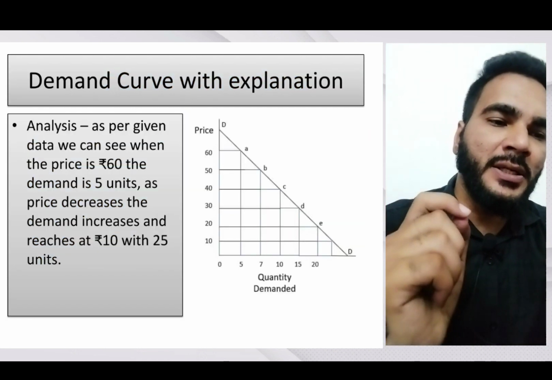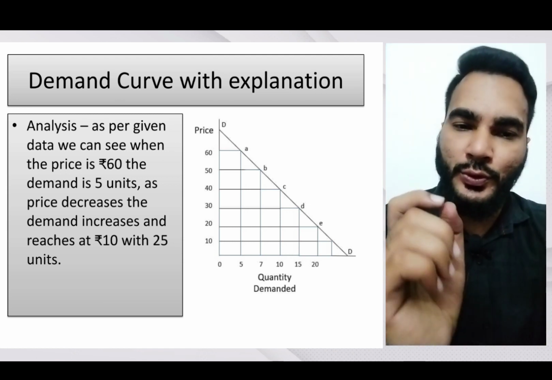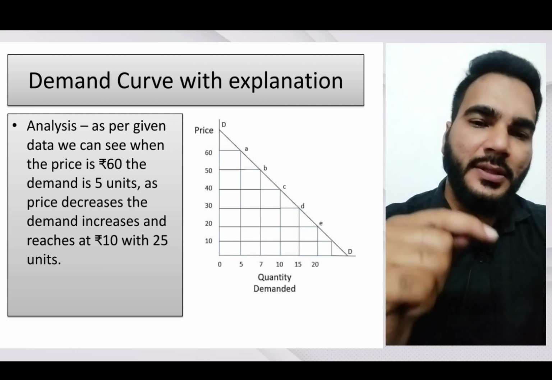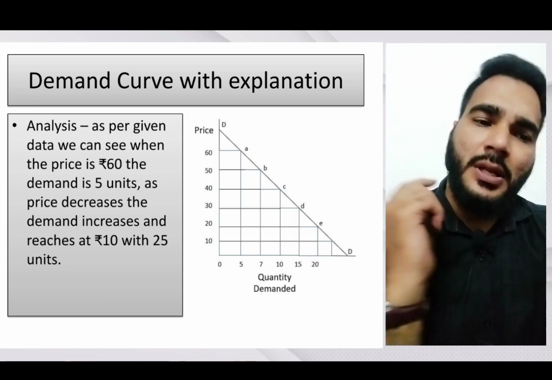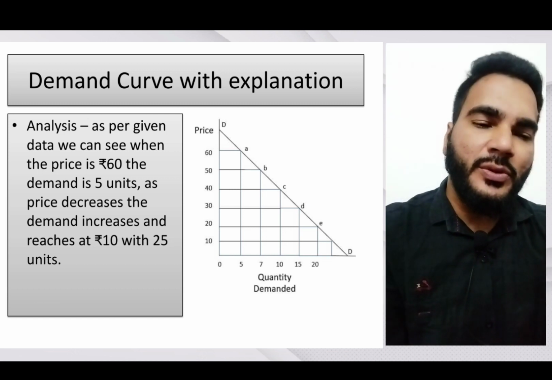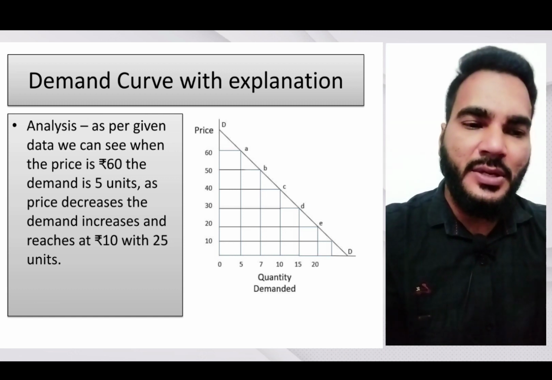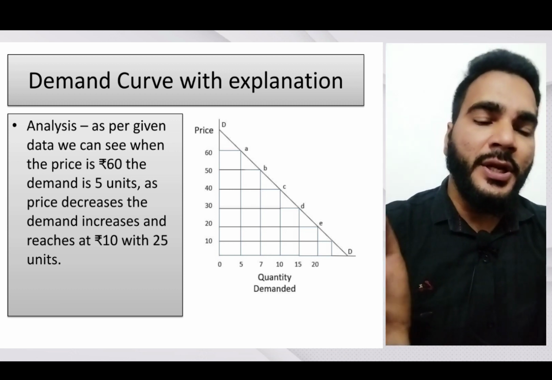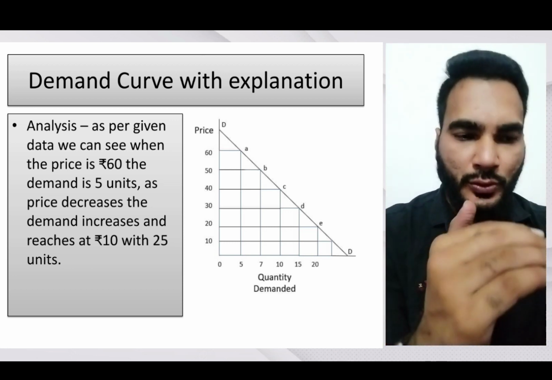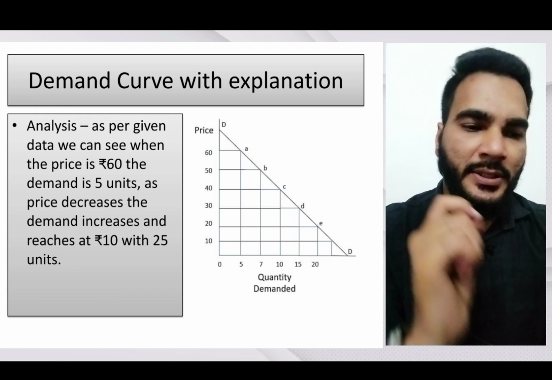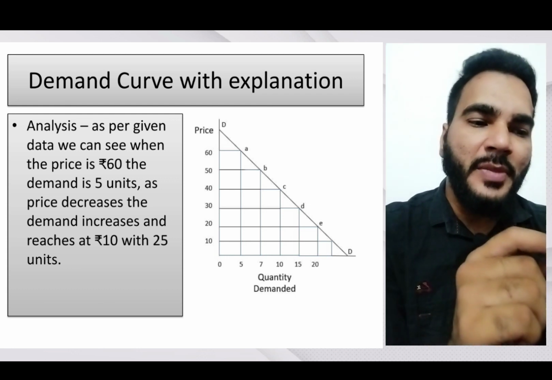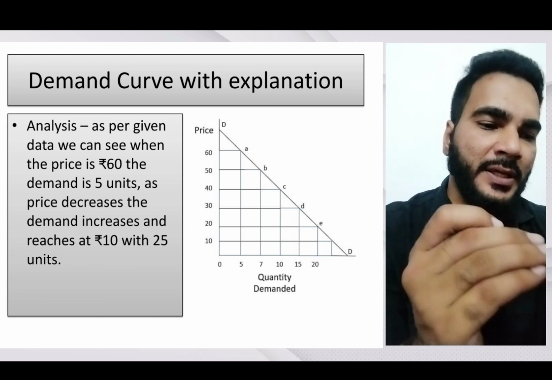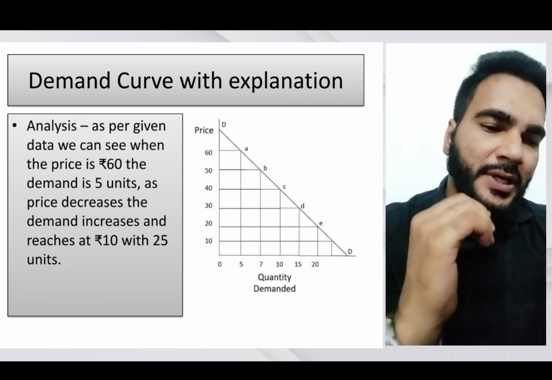We have the demand curve with explanation. So what does the demand curve want to say? As we can see from this chart, as prices are high, the demand is very low. Let us read the first analysis. As per the given data, we can see when the price is rupees 60, the demand is 5 units. As price decreases, demand increases, and it reaches rupees 10 with 25 units. So gradually, at the price of 60, the demand is 5 units, but as price decreases, like at price 50 it is 7 units of demand, so gradually it is increasing.